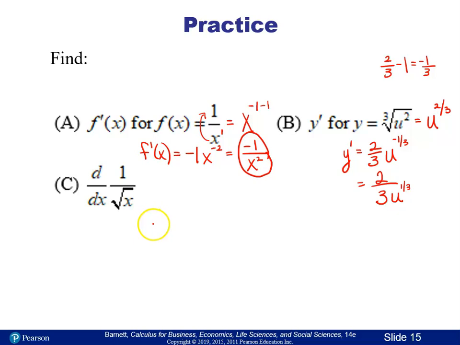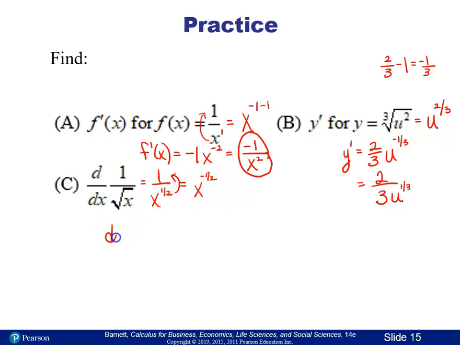All right, and then the last one here, we do need to do a rewrite on this one. So this would be 1 over x to the 1/2. Anytime we have a square root, that's the 1/2 power. We still don't have it as a power function yet, so I need to bring this up. So x is going to be on the top, but it's going to be a negative 1/2 as its exponent. So that's the rewrite.